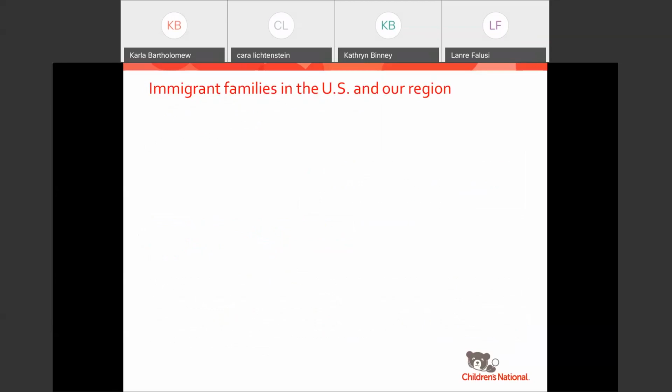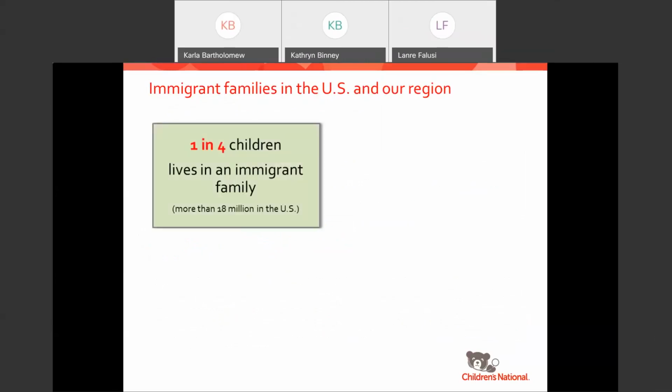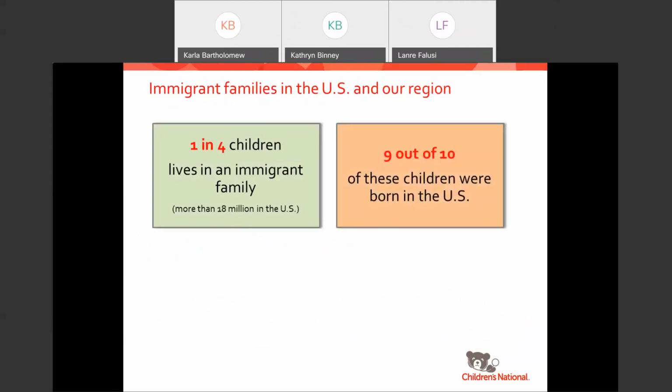So, giving you the lay of the land of immigrant families in the US and in our region: about 1 in 4 children in the US and in DC lives in an immigrant family. That means either the child or a parent was born outside of the US. Nationwide, this means about 18 million children. 9 out of 10 of these children were actually born in the United States. So in immigrant families, 90% of the time, the child was born in the US, even if their parents were not.